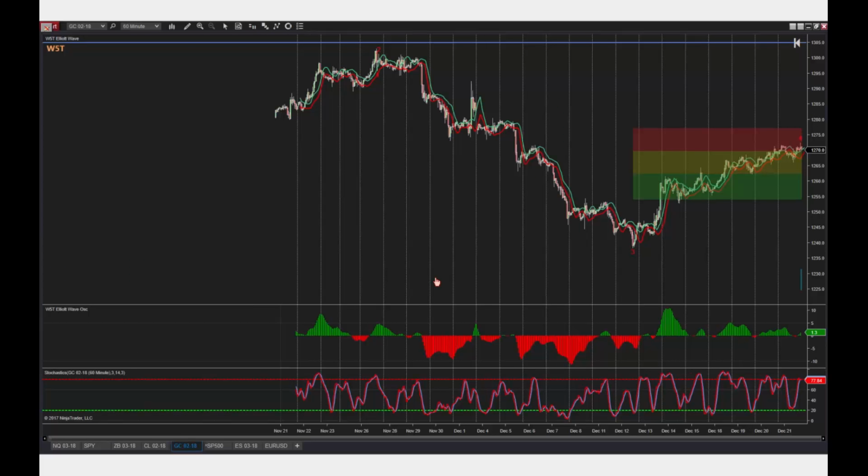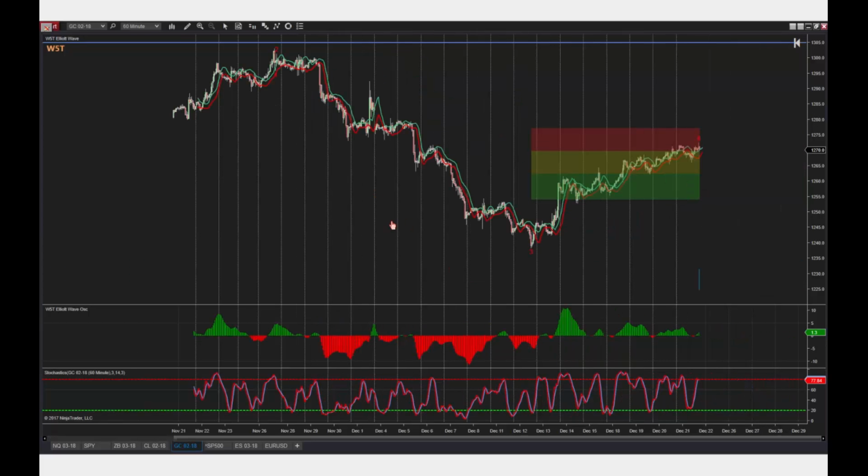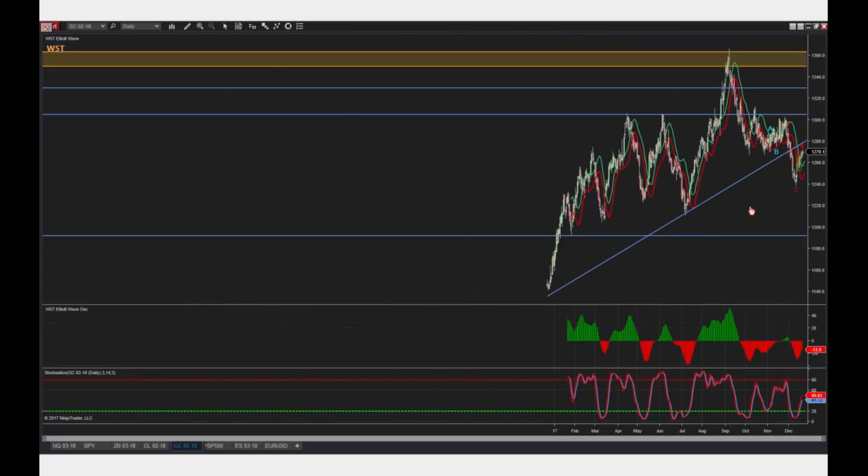Somebody asked for gold. So this is where we are on gold at the moment. Let me just go to the daily. Let's work through gold a little bit actually, because I like trading gold.